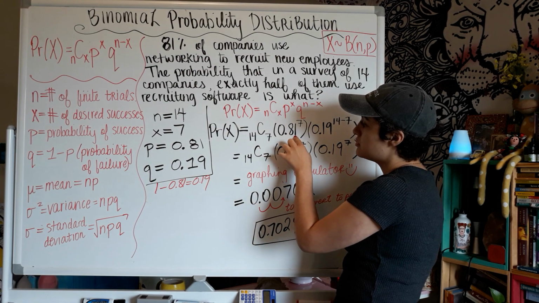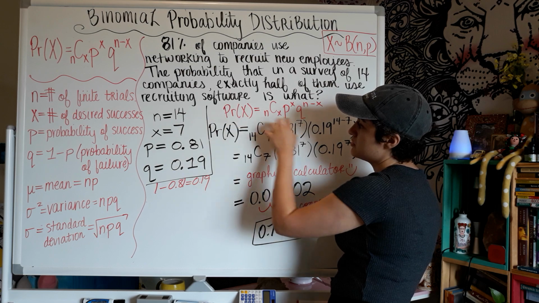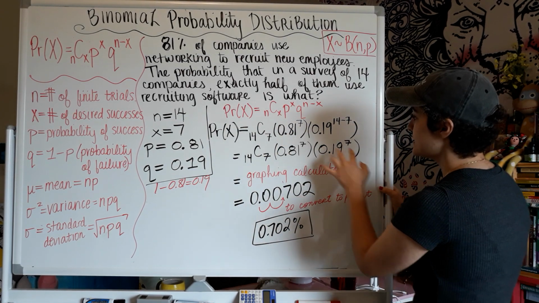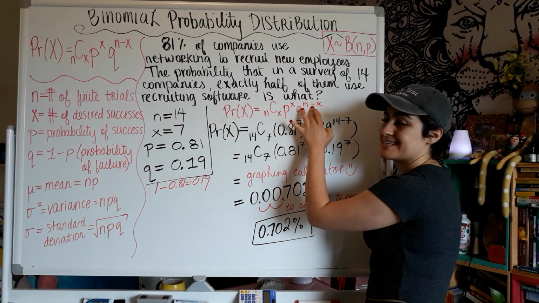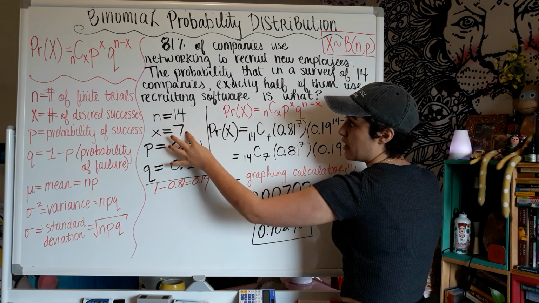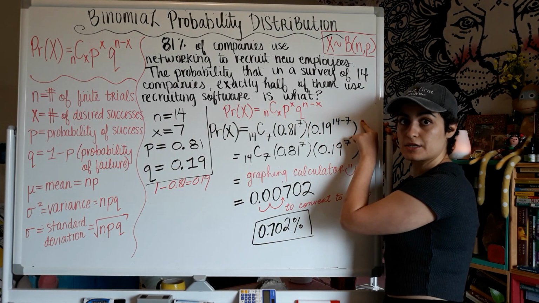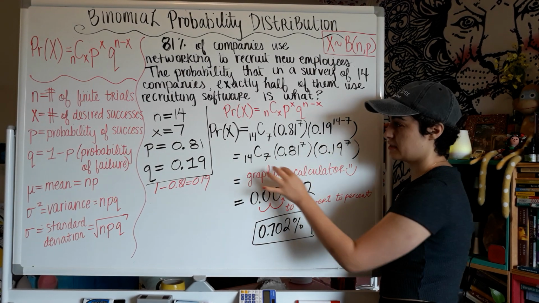0.81. 0.81 is raised to the x power. So 0.81 raised to the 7th power. 0.19. So Q is raised to n minus x. 14 minus 7. So right here, I'm just plugging in the numbers. Here, I'm going to simplify just a little bit.